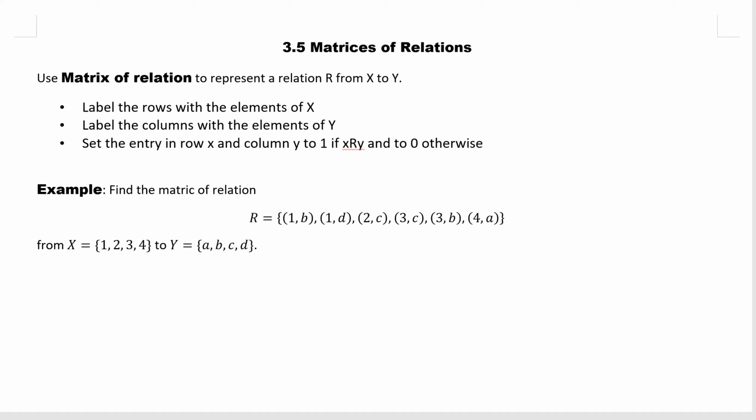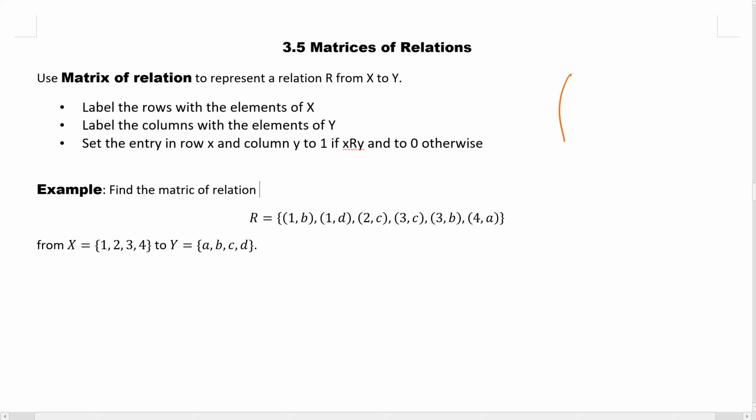Hi everyone. Today let's talk about Section 3.5, Matrices of Relations. We use matrices of relation to represent the relation R from X to Y. We first label the rows with elements of X. Then we label the columns with the elements of Y. We set the entry in row x and column y to 1 if x R y, and to 0 otherwise.